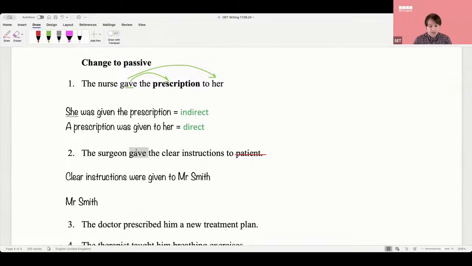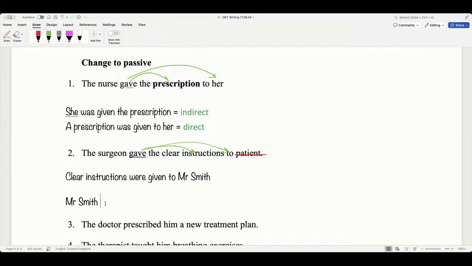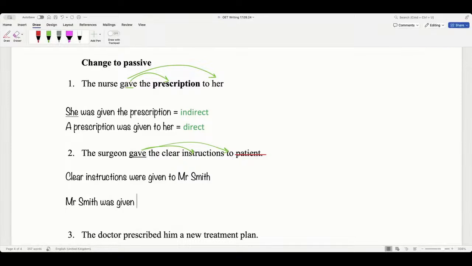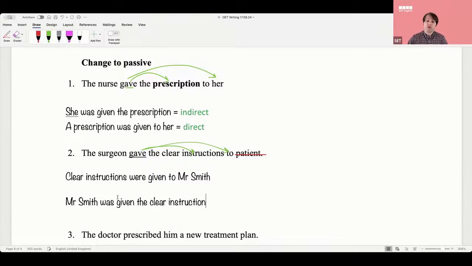Mustafa, is "give" okay for instructions? Is "give" okay for patient? Give, patient, give. I think so, right? Yeah. So we can say Mr. Smith was given the clear instructions. Exactly, right? Mustafa, you don't move the second object, same place, okay?